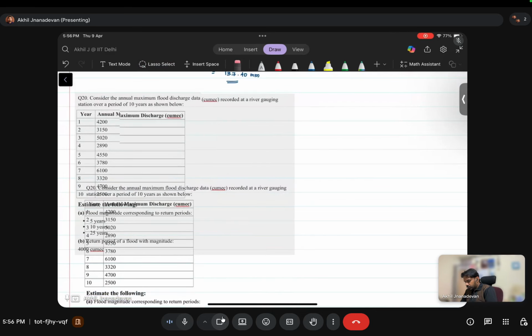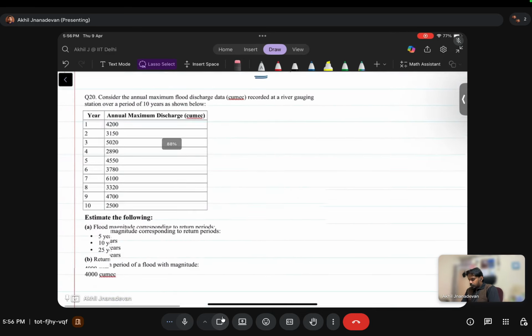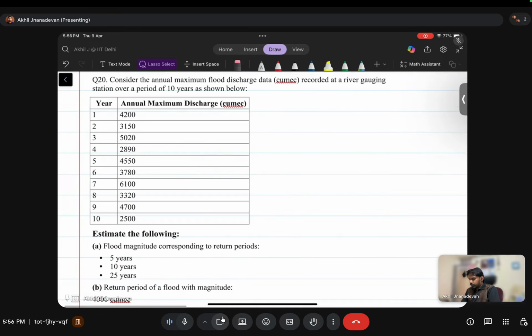So it is one which I've taken from the plotting point method. Consider an annual flood discharge of this much QMX. It is given for each year, the annual maximum discharge, recorded at a river gauging station over a period of 10 years as shown below. So these are the years and this is the maximum discharge.